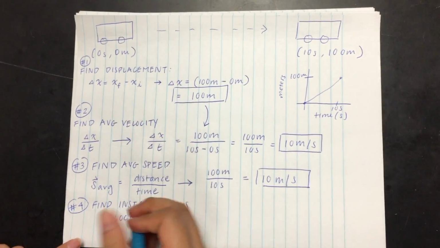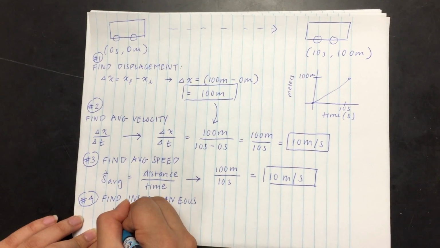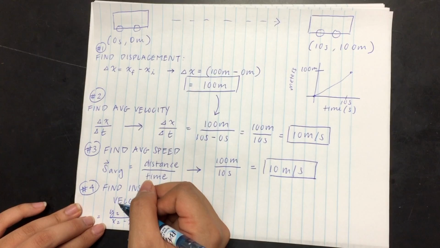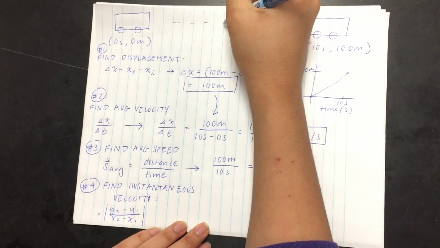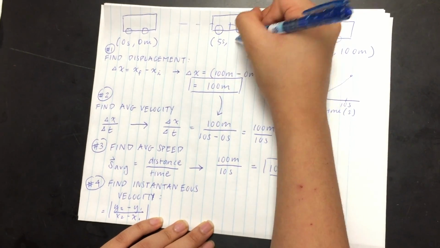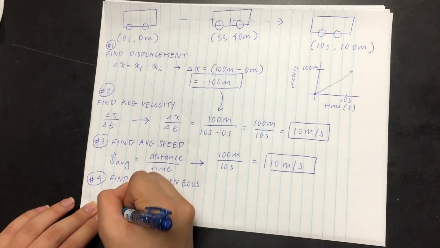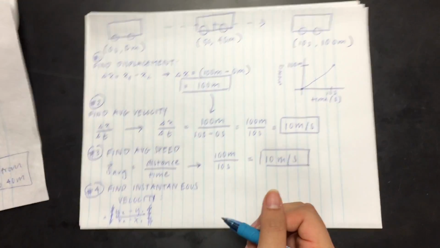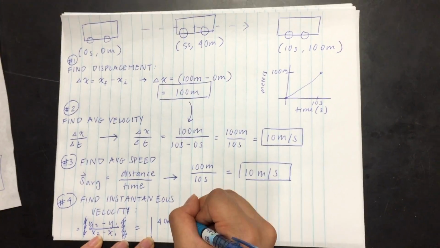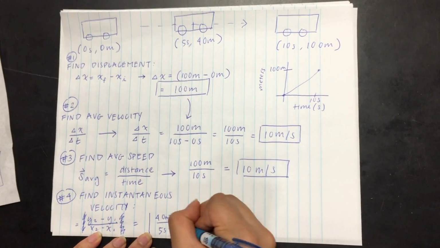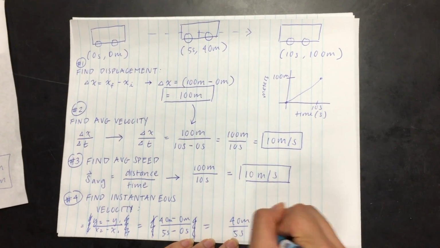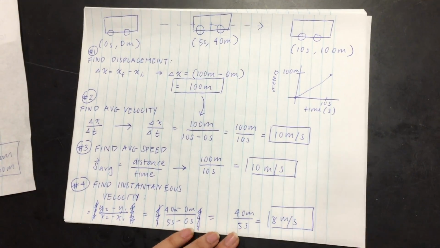Now we're going to find the instantaneous velocity. The equation for this is y2 minus y1 over x2 minus x1. For this, we have created another point at which, at 5 seconds, the car has traveled 40 meters. We're going to plug this in now so that it is 40 minus 0 over 5 minus 0. We're going to solve for this, and we're going to get 40 over 5, which is 8 meters per second.